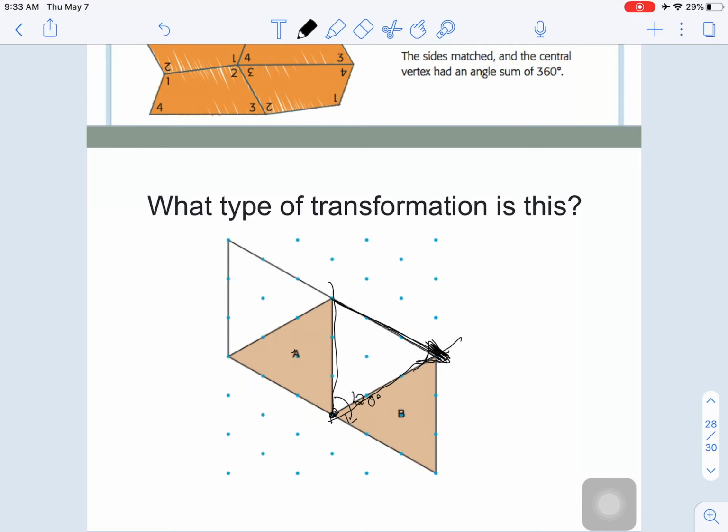Just start looking at tessellations, some are pretty obvious if it's a rotation, reflection, or translation. So that's what you're going to be exploring a little bit this week.